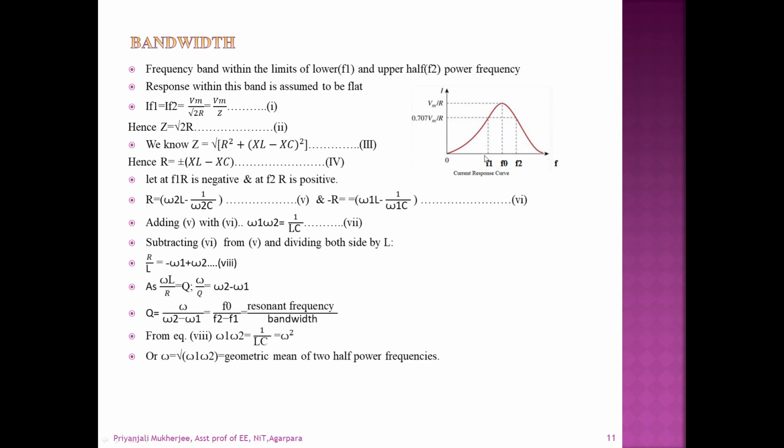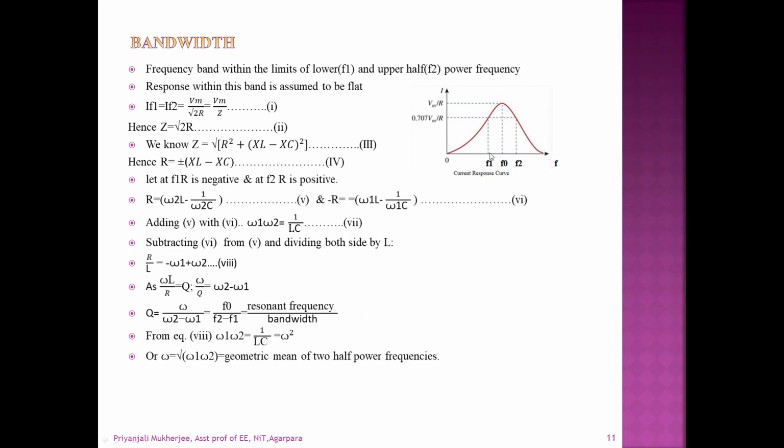In the case of F1 and F2, both have the same current, that is equal to Vm divided by root 2 into R, that is equal to Vm by Z. Equating these two, we can say Z is equal to root 2 into R. But we know that Z is equal to root over R square plus (XL minus XC) whole square. So equating these two equations, we can say R is equal to plus or minus (XL minus XC), where the plus or minus indicates the predominance of either XL or XC depending on the lower or upper frequency range.